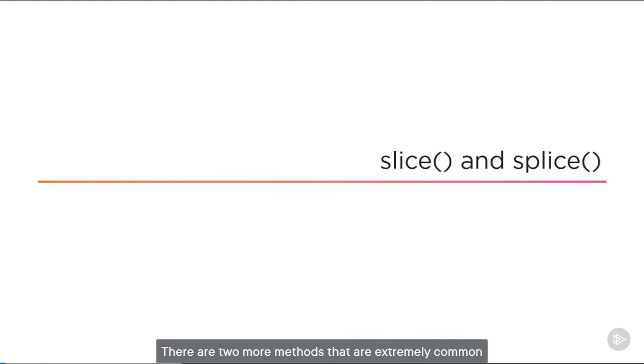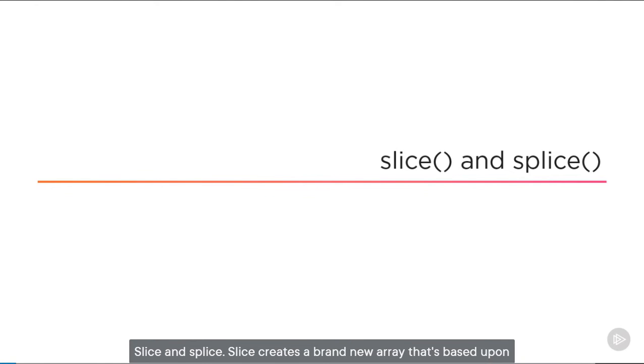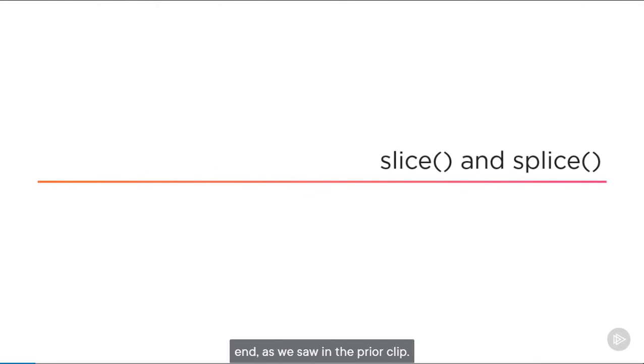There are 2 more methods that are extremely common when you're working with arrays: slice and splice. Slice creates a brand new array that's based upon some slice of an original array, and splice is used to insert or delete elements somewhere within the array, not just the beginning or end as we saw in the prior clip. Let's see some examples.